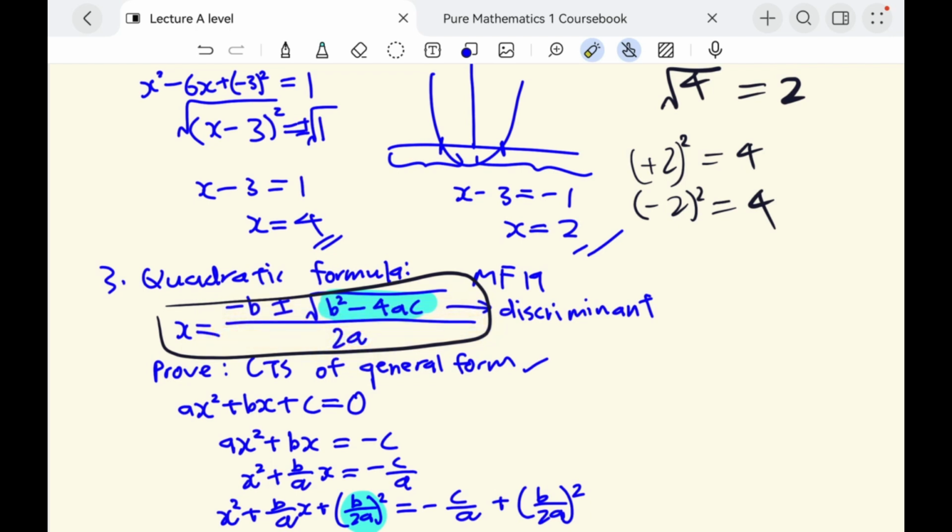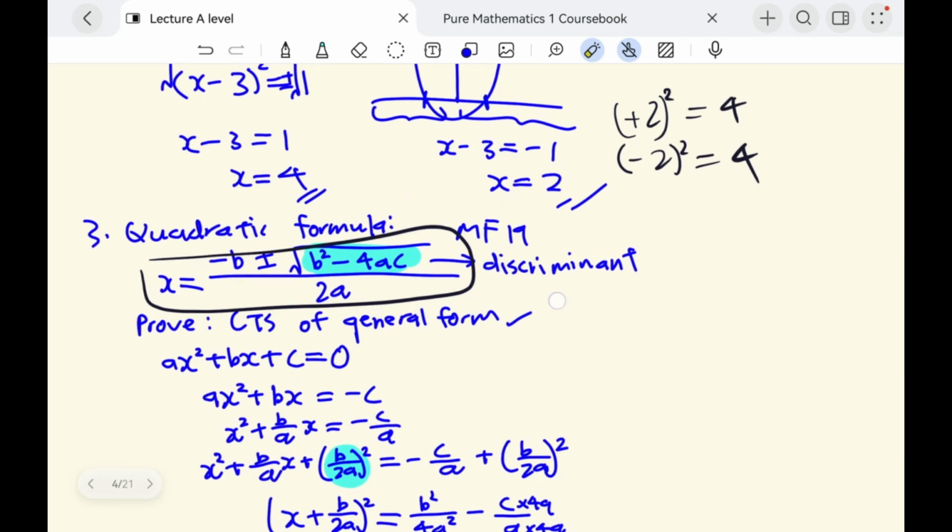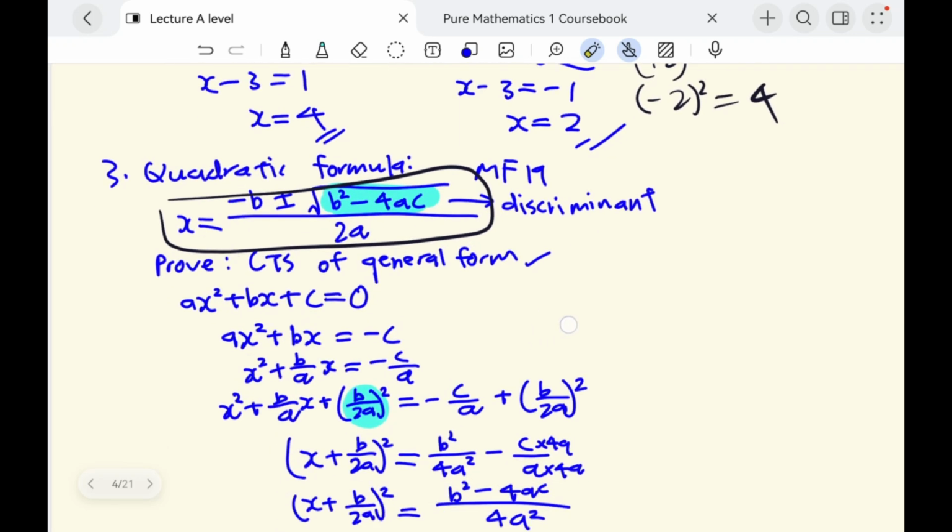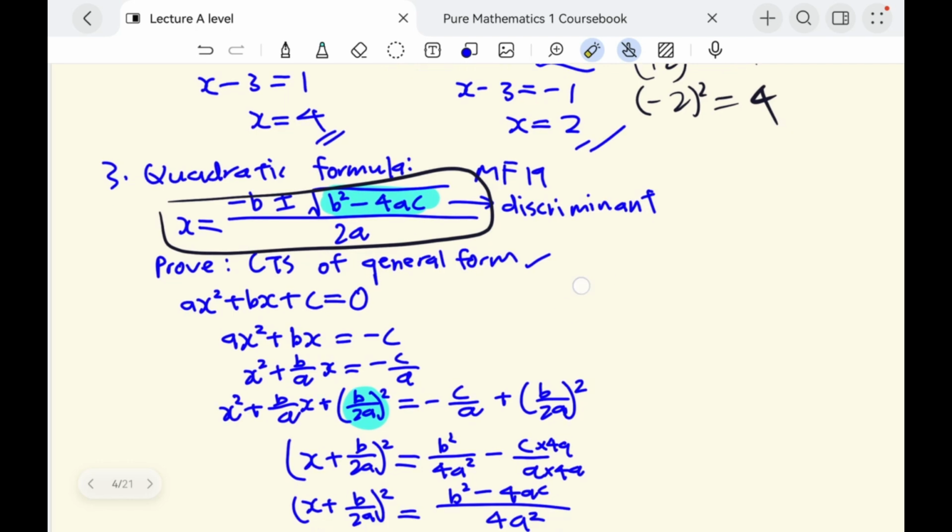So how to indicate whether your roots are real roots or no real roots? It depends on the discriminant, b squared minus 4ac. This one you will learn later, which is the nature of the roots. Okay?